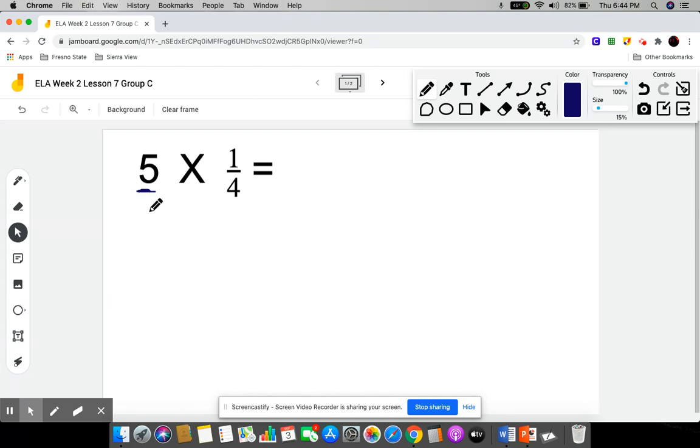The first method involves knowing that multiplication is basically repeated addition. What I mean is, this is saying we have 5 times 1/4. So it's basically saying we have 5 1/4. Let me show you what I mean. So we have 1/4 plus 1/4 plus 1/4 plus 1/4 plus 1/4. Now, you can agree with me that I have 5 1/4. 1, 2, 3, 4, 5.